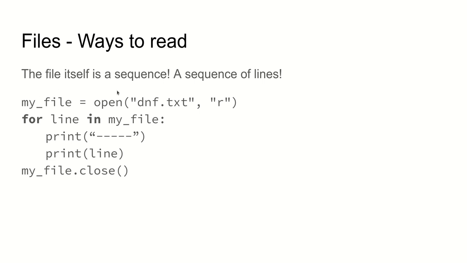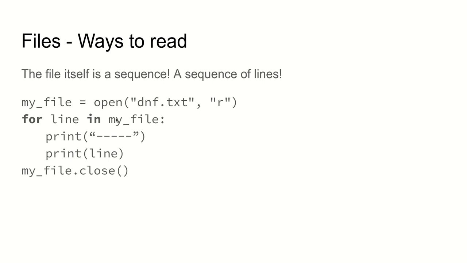So here we've opened the same file. We've given it the same name, my file. Now, one nice thing about doing this loop is that we're now dealing with the line variable. We don't have to do things like myFile.readline or things like that over and over again. We just have the line variable there.